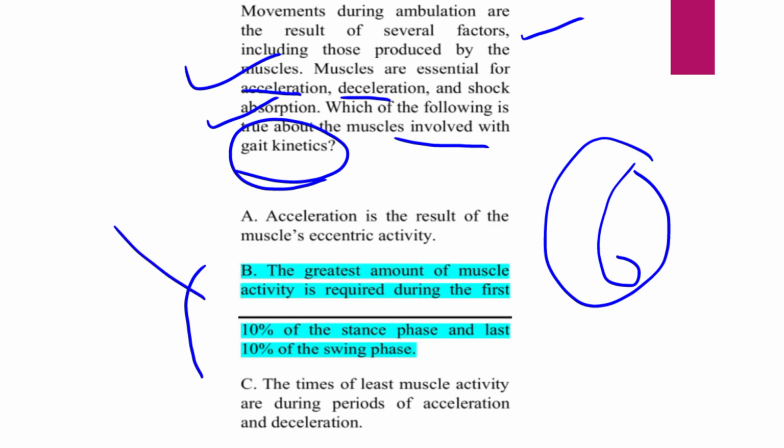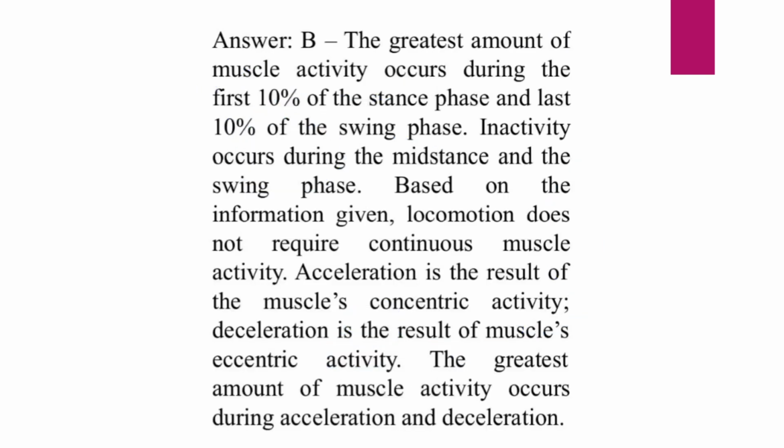A greater amount of muscle activity is required during the first 10% of the stance phase and the last 10% of the swing phase. The greater amount of muscle activity occurs during the first 10% of stance and the last 10% of swing. Inactivity occurs during mid-stance and the swing phase. Based on this information, locomotion does not require continuous muscle activity.